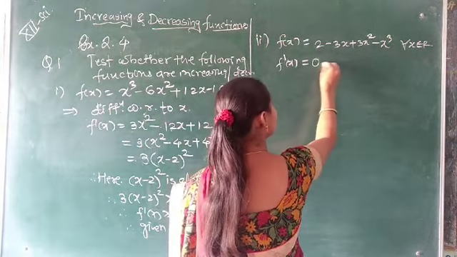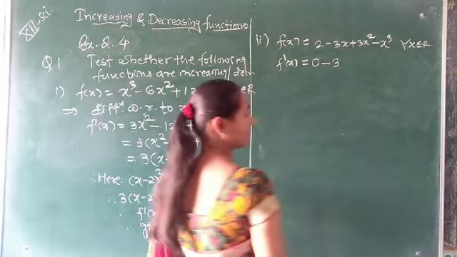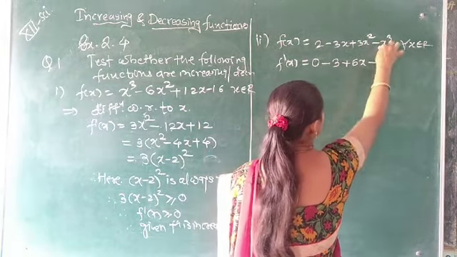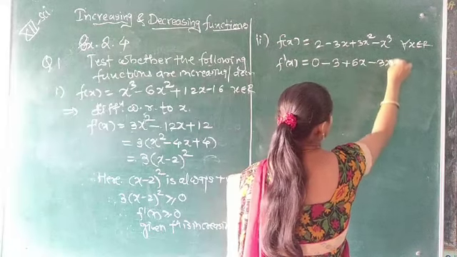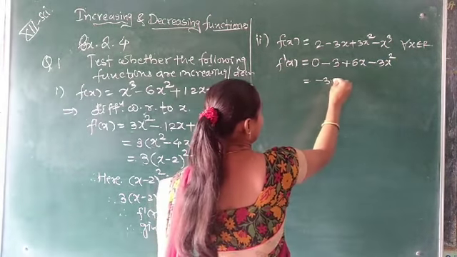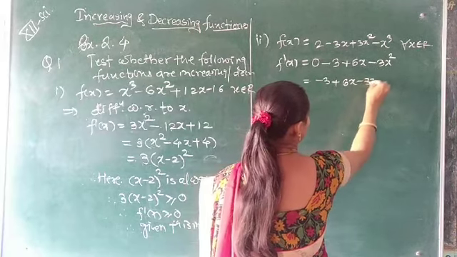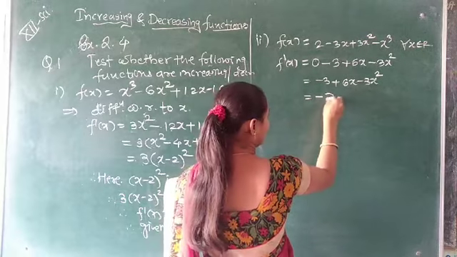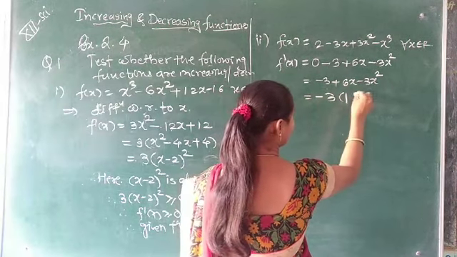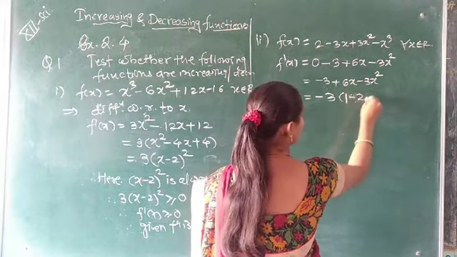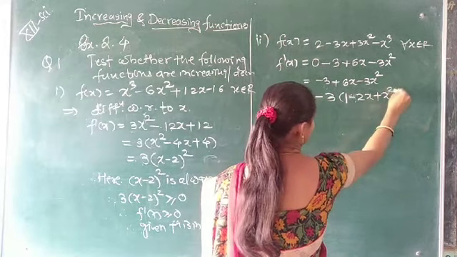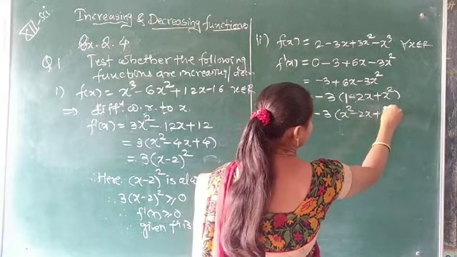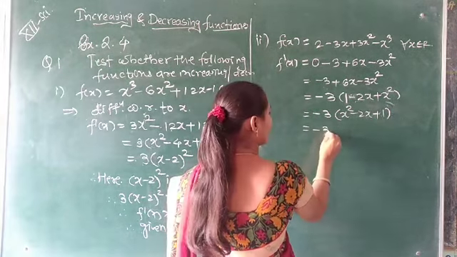Derivative of 2 is 0 since it is constant. Minus 3x, derivative is minus 3. Derivative of plus 3x square is 6x. And the derivative of x cube is minus 3x square. So we get minus 3 plus 6x minus 3x square. From this we take minus 3 common, since here it becomes plus 1, that is minus 2x, and here again it is plus x square. Minus 3 into x square minus 2x plus 1. Write the minus sign as it is.